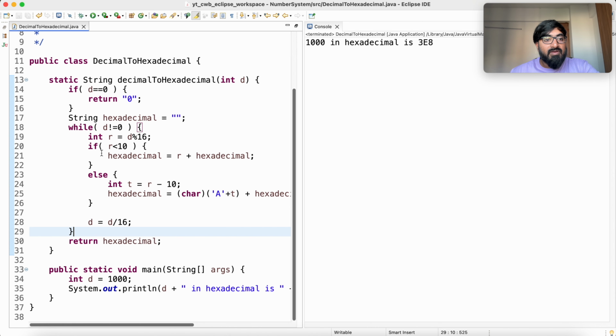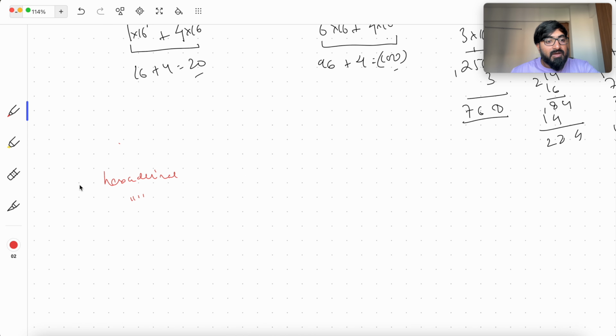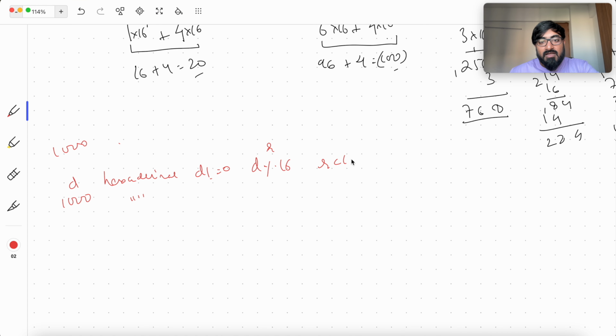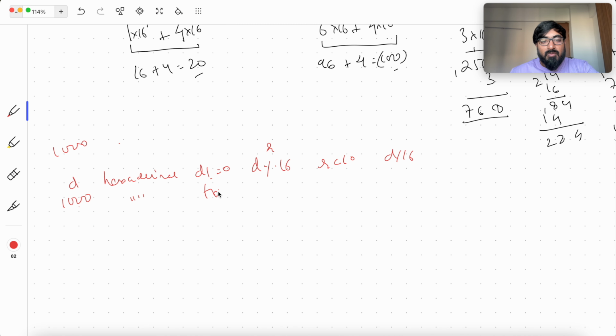Okay, so let me just dry run this quickly. The values that I have are this hexadecimal string, which is blank, and the value d. Let's do it for 1000. So d is 1000, and I have the condition d not equal to 0. I have r as d percent 16, then the less than 10 condition, and d by 16 goes back into d. So we are here when hexadecimal is blank and d is 1000. D not equal to 0 is true, because d is 1000.